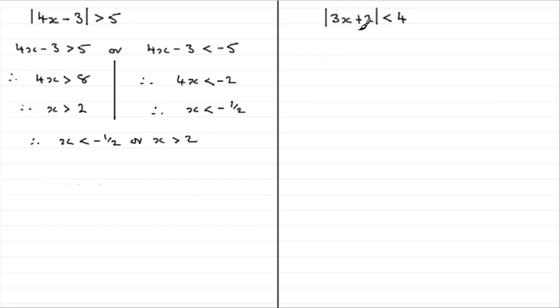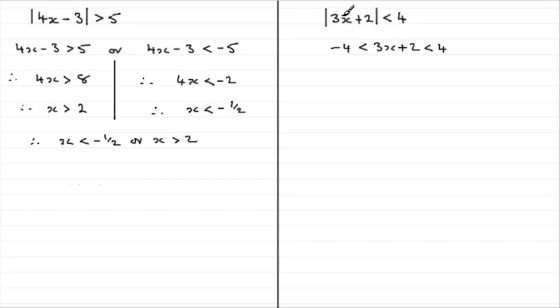Now when it comes to this example, we've got a less than here. Some function of x being modded is less than a constant value, plus 4. So what does this mean? Well, for this type of situation, when you're less than, it means that the 3x plus 2 has to lie between minus 4 and plus 4. Whatever this constant is, it will be the minus of it and the positive value of it. Let's just show you why.